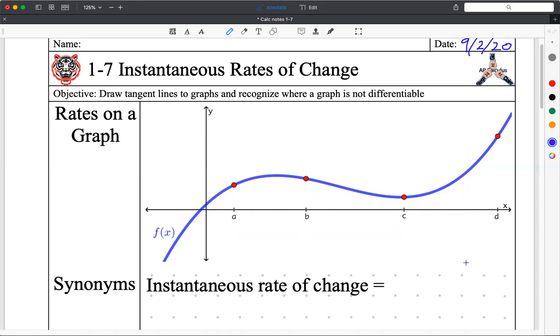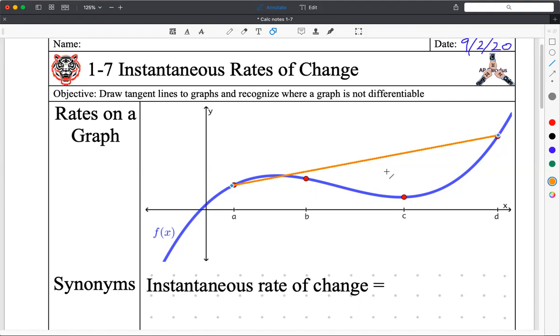Graphically, what does it mean for an average rate of change? Yeah, Teflon? Is it a line through A and D? Exactly, yeah, boom, there it is. There is the line that goes through A and D, and then if I look at the slope of that, the slope of the line is the average rate of change, but first you have to draw that line.